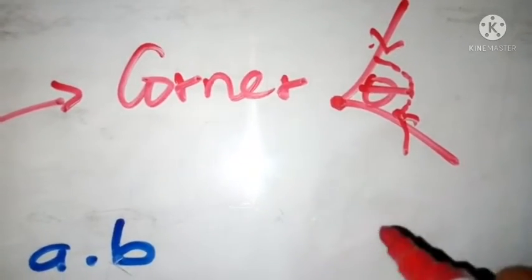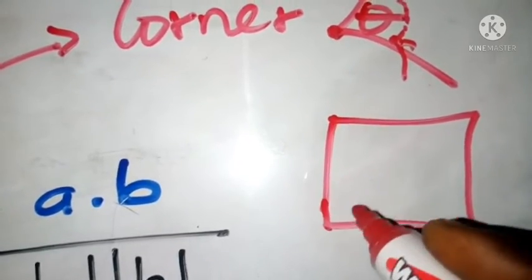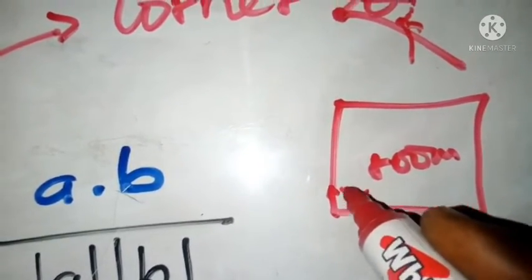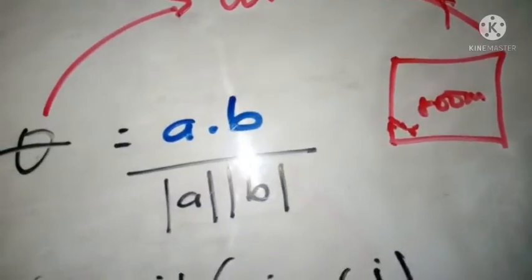Or maybe if you are in a four-square room here, suppose this is your room, and you want to find the angle at the corner here, the angle between this one. That is exactly what we are dealing with. This is just for an understanding purpose.